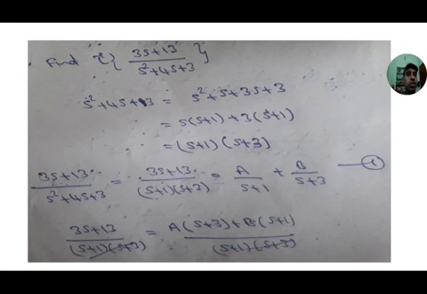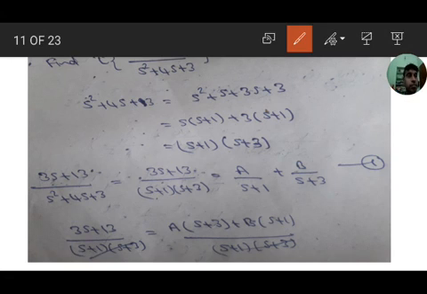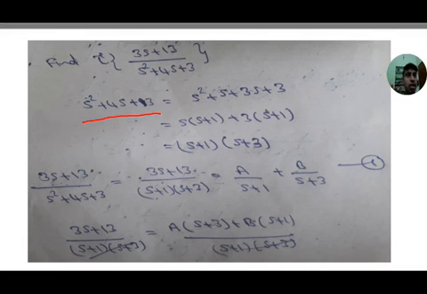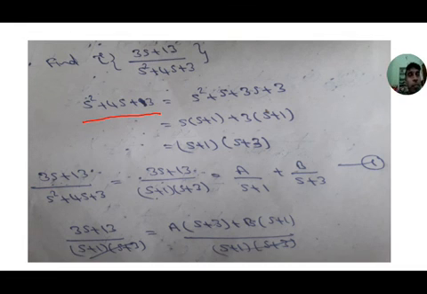Find L inverse of (3s plus 13) by (s square plus 4s plus 3). Here also we have to factorize the denominator, that is s square plus 4s plus 3. Here (3s plus 13) by (s square plus 4s plus 3).